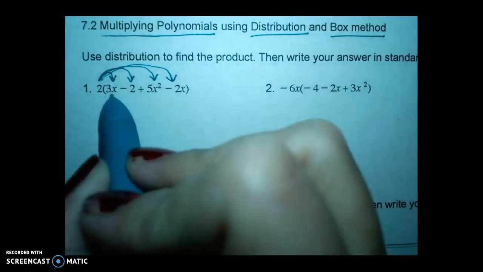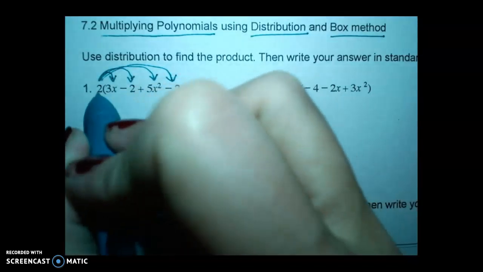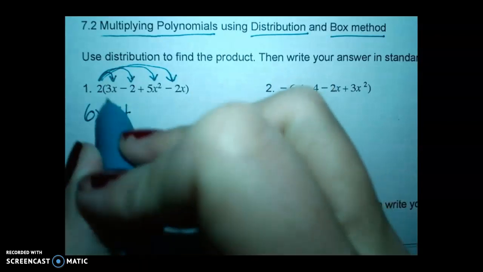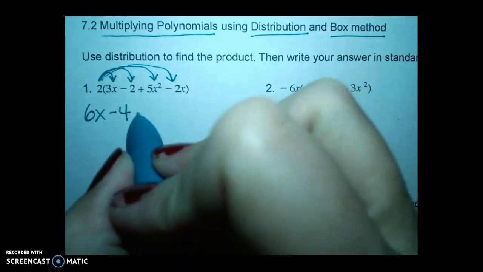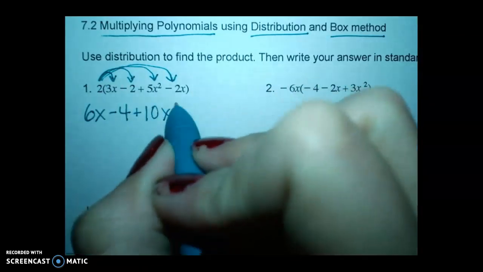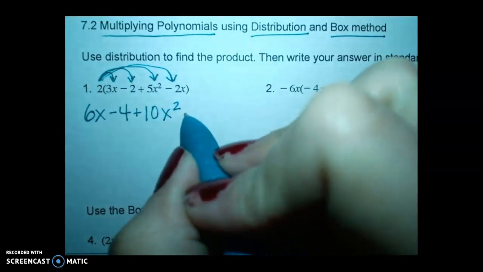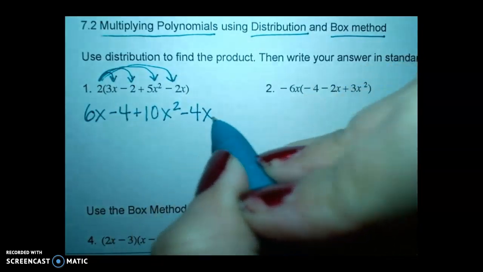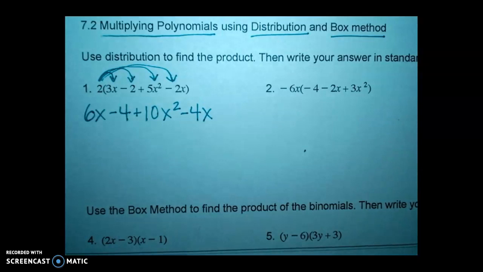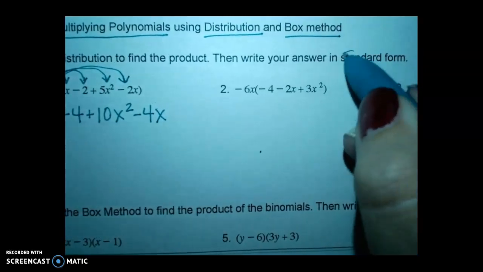So 2 times 3x is 6x. 2 times negative 2 is negative 4. 2 times 5x squared is positive 10x squared. And 2 times negative 2x is negative 4x. Then it says to be sure to write your answer in standard form.